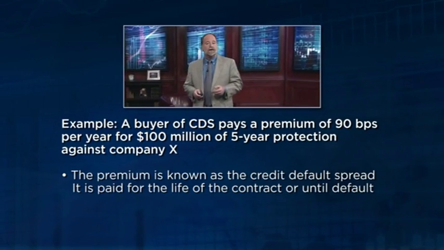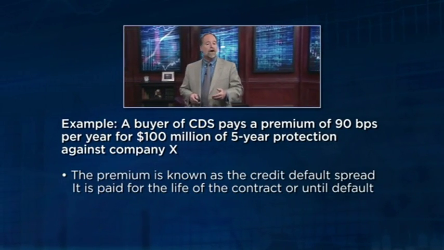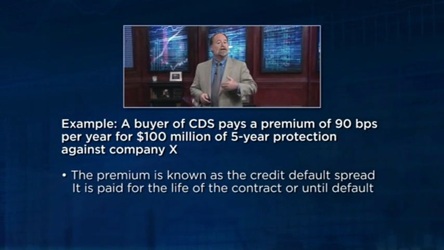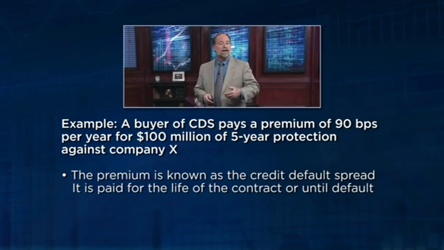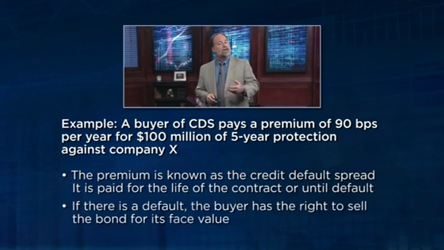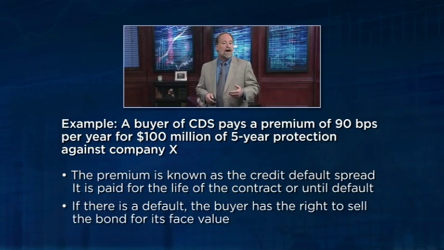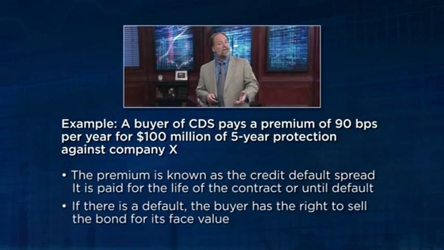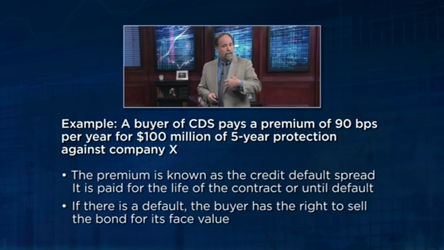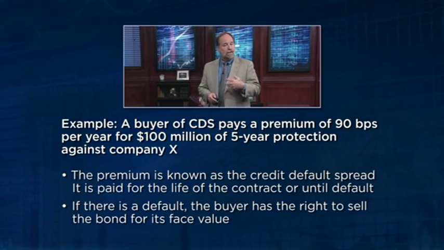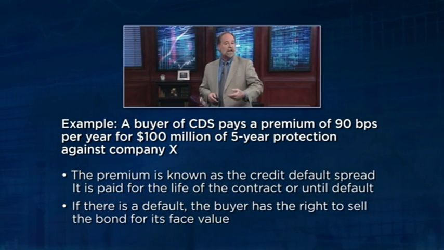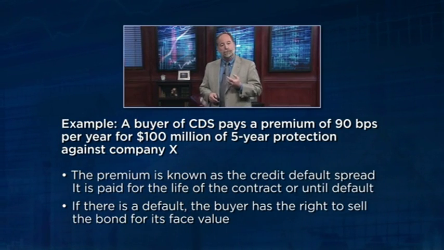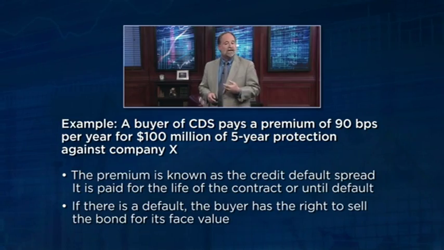The premium, by the way, is referred to as the credit default spread. It's paid for the life of the contract or up until there is a default. If there is a default, the buyer has the right to sell the bond for its face value. So the owner of the credit default swap has the right to put into the seller of the credit default swap's hands a bond that has defaulted for what? To get its face value.